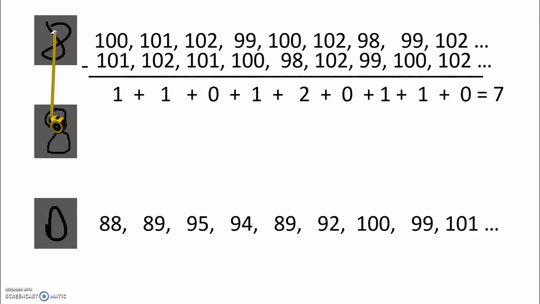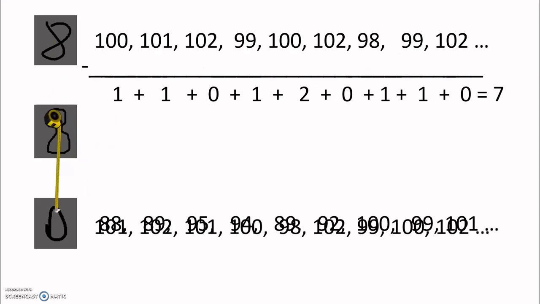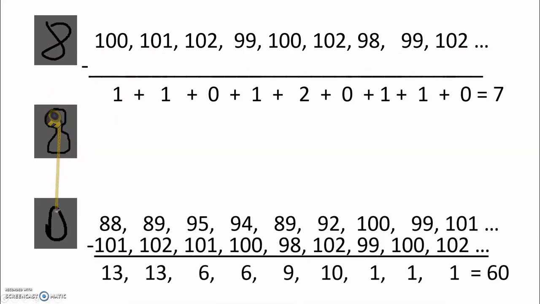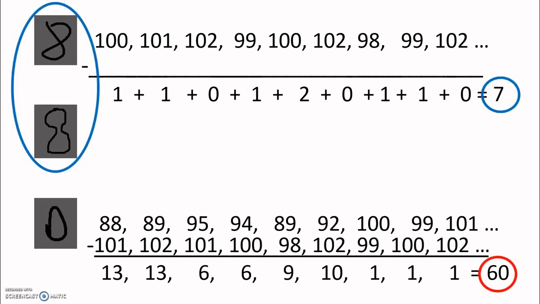So now we'll find the distance between the unknown digit and our 0. Here, we see that because 7 is less than 60, our unknown digit is closer to the 8. All of a sudden, we can measure distance between 2 pictures.